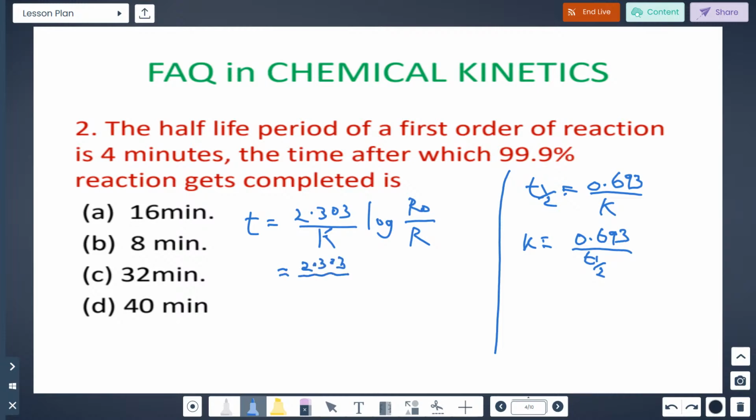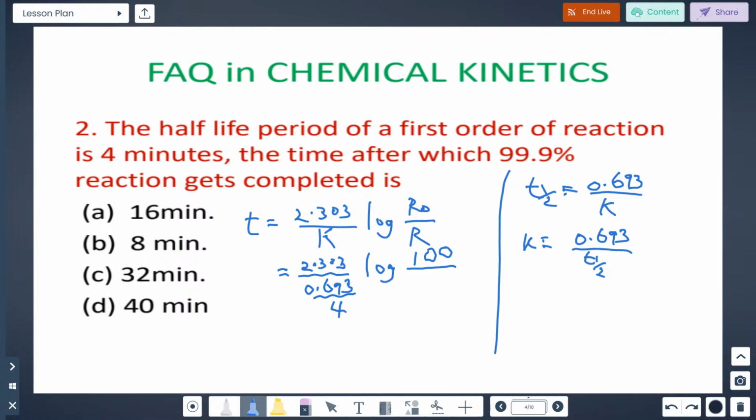So t is equal to 2.303 by 0.693 by t half, which is given. The half-life period of a first order reaction is given as 4 minutes, so instead of this, I put 4. Then log R naught. R naught, I told you, is the initial concentration. Since a percentage is given, we consider the initial concentration as 100%, so R naught is 100. Understood? R is called the remaining concentration.